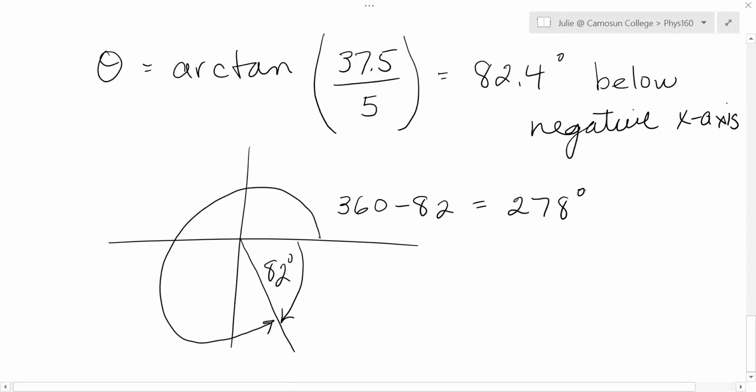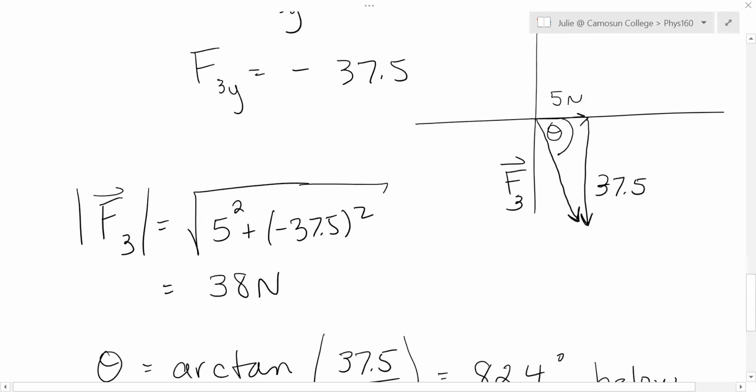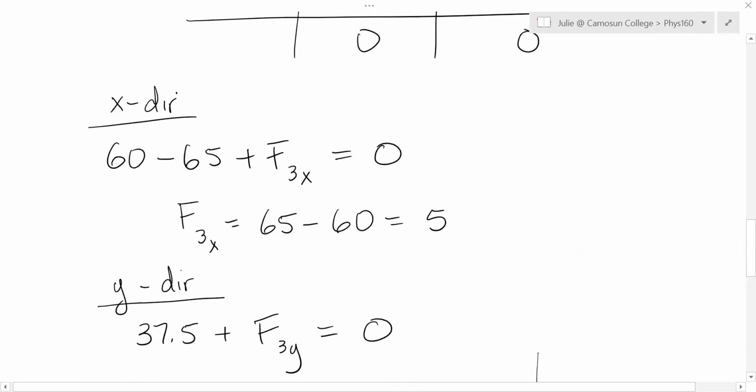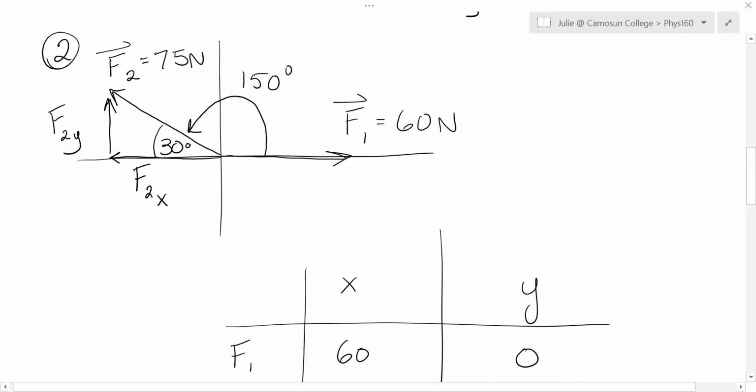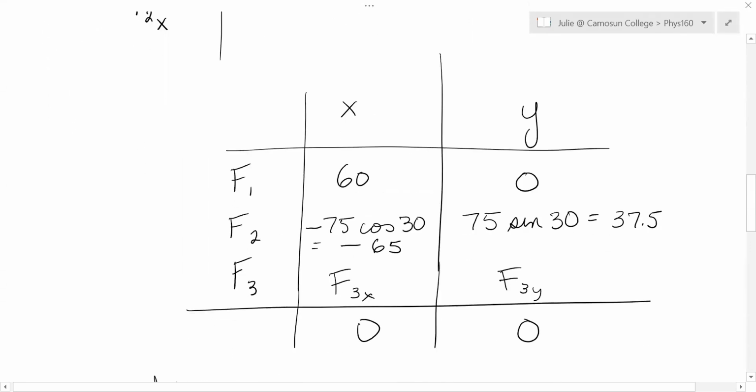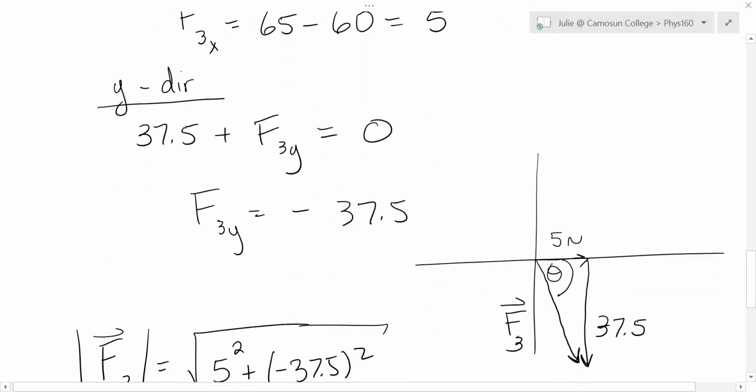It says the answer is 260, measured clockwise from the... they made a mistake. There's no way that one can be 260 degrees. Okay, so I would recommend you double check this. So go through and make sure I did this right. F1 is along the x-axis, the second counterclockwise at 150. Yeah, so that's okay. That looks all right. I don't know what went wrong with their answer, but that looks okay.